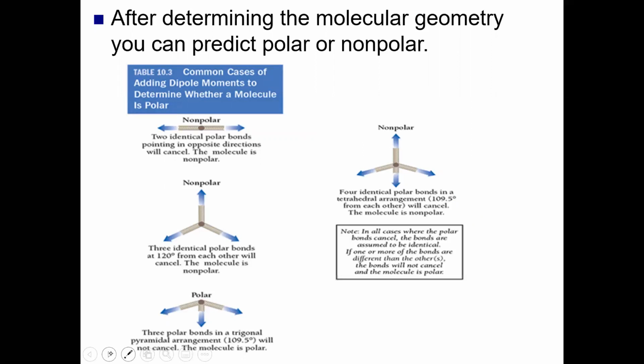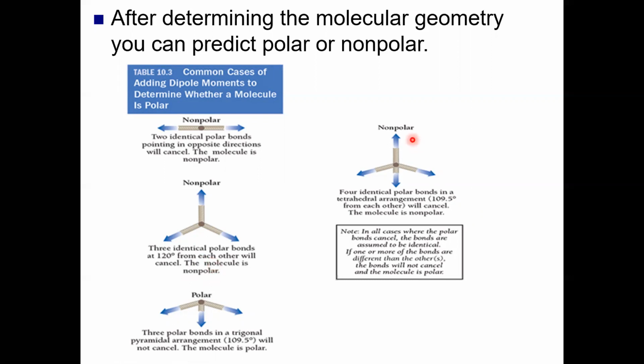So here's a summary of the same thing. When we have two identical polar bonds pointing in opposite directions, they'll cancel each other out, and we'll call the molecule nonpolar. When we have three identical polar bonds at 120 degrees opposite to each other, and each one of those bonds has the same dipole moment, they'll all cancel each other out, and the molecule will overall be nonpolar.